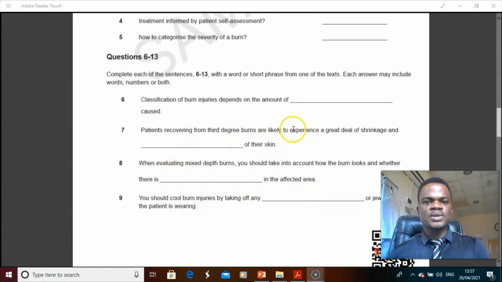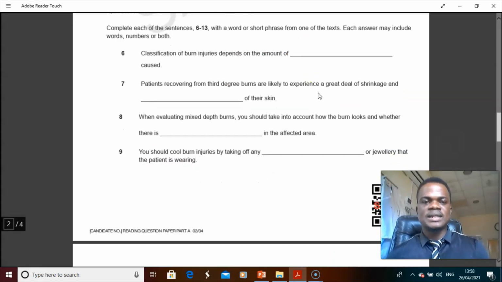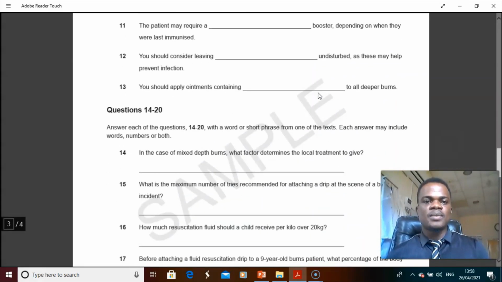So it's just to know, where do you think this information would be? Is it in part A that talks about the depth of the wound, or in part B that talks about the fluid resuscitation, or in part C that talks about the management, or in part D that talks about the use of analgesics? So that's how you go through them and get all your answers. Read the question, go to the text, get your answer, and fill it in. You know, these things come with practice.